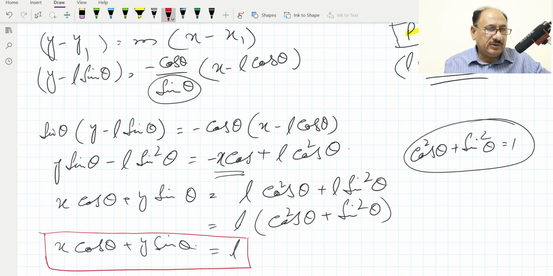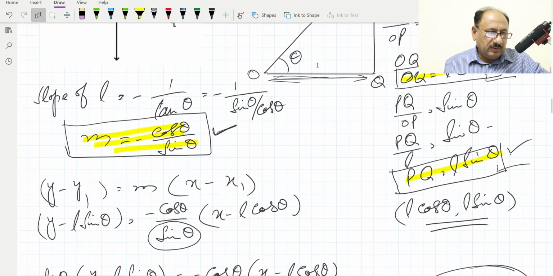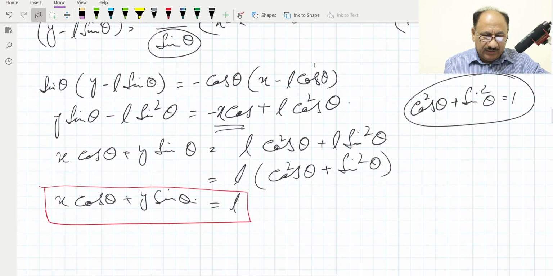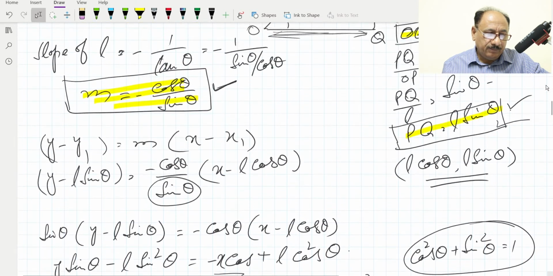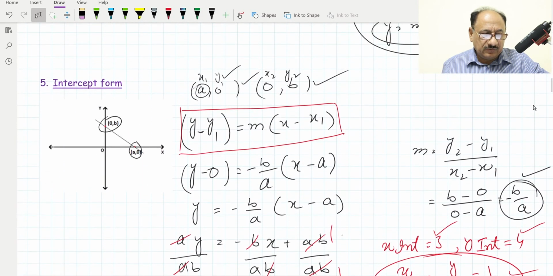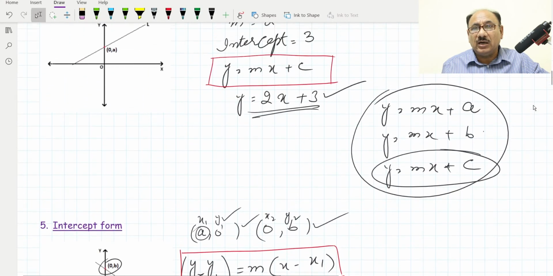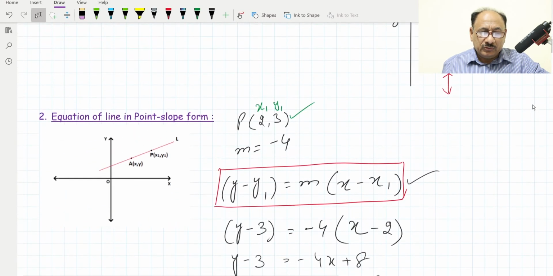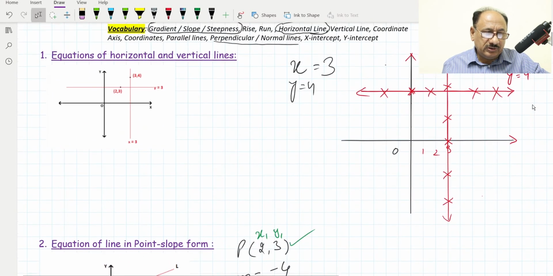This is the equation of line in normal form. We have gone through all the formats. The equation of line in normal form is mostly taught in AS level and A level classes, and the rest of the forms are included in both IGCSE and AS level. So hopefully you understood each and everything.